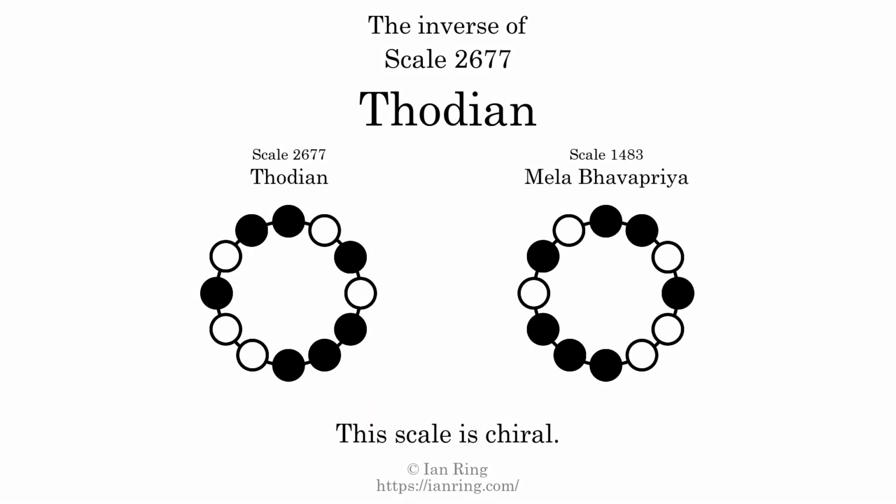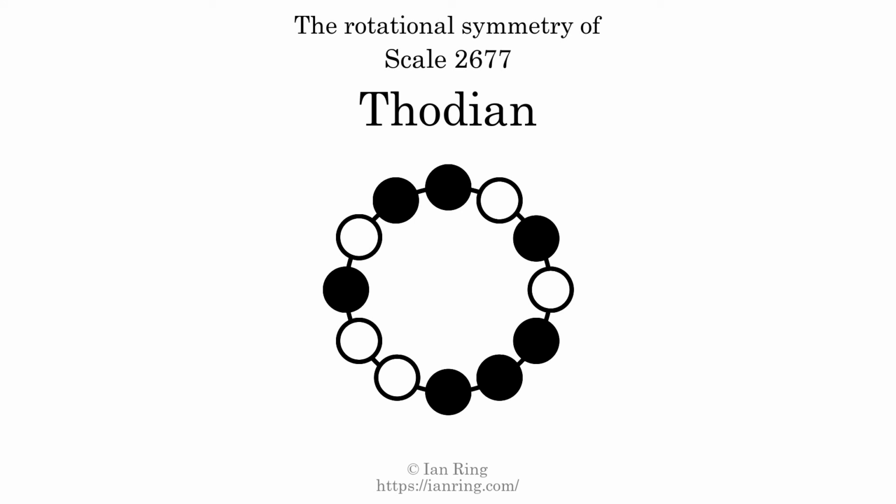The inverse of a scale is a mirror image. It is what you get when the sequence of intervals is reversed. The inverse of this scale is scale 1483, also known as Mila-Bhattacharya. This scale is chiral. It cannot transform into its inverse by rotational transformation. This scale has no rotational symmetry.